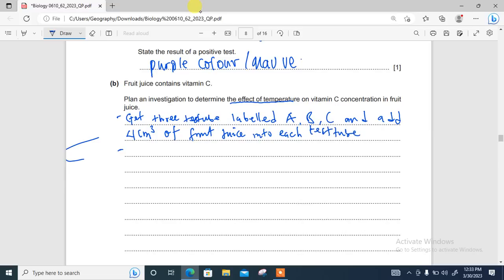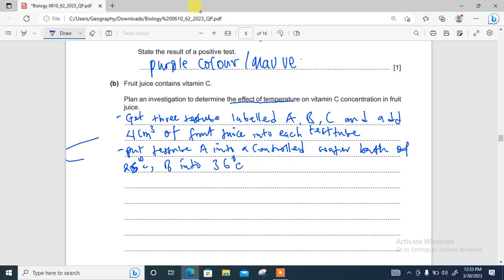Then next, I will put test tube A into a controlled water bath of, let me say, 25 degrees Celsius, and test tube B into 36 degrees Celsius, and test tube C into like 45 degrees Celsius. I'm going to do that.